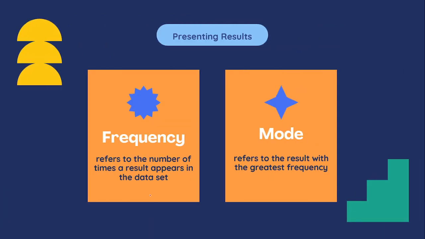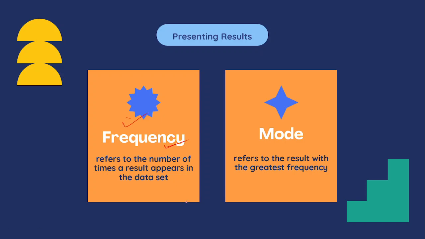Right? Okay. Now next comes mode. For mode, we should know what frequency is. Frequency refers to the number of times a result appears in a data set. It means how many times a number is occurring. That is basically its frequency.